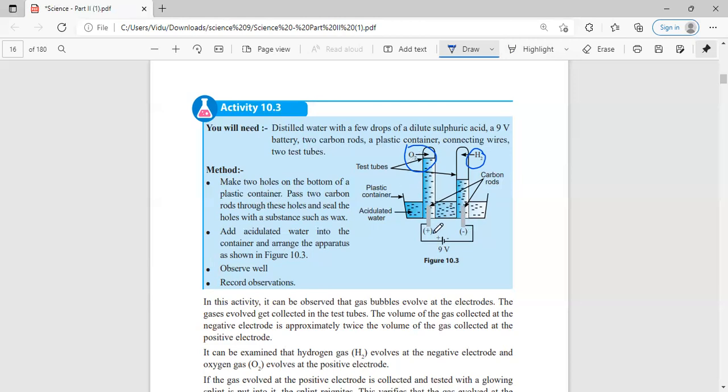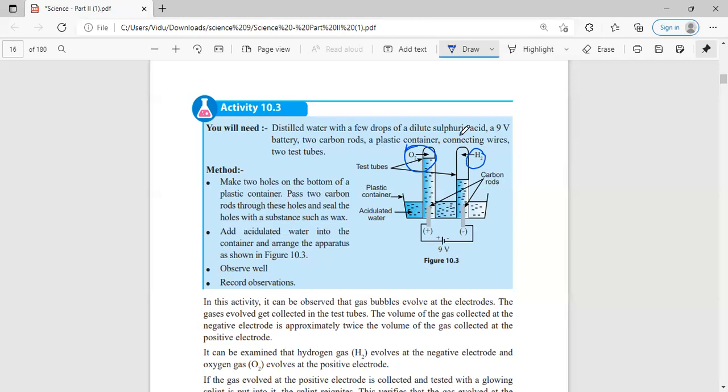but we have to test. So to test these gases, we can do two activities. To test oxygen gas, we need a glowing splint, and we need to put the splint into it. If the splint relights, this verifies it is oxygen gas evolved at the positive electrode.